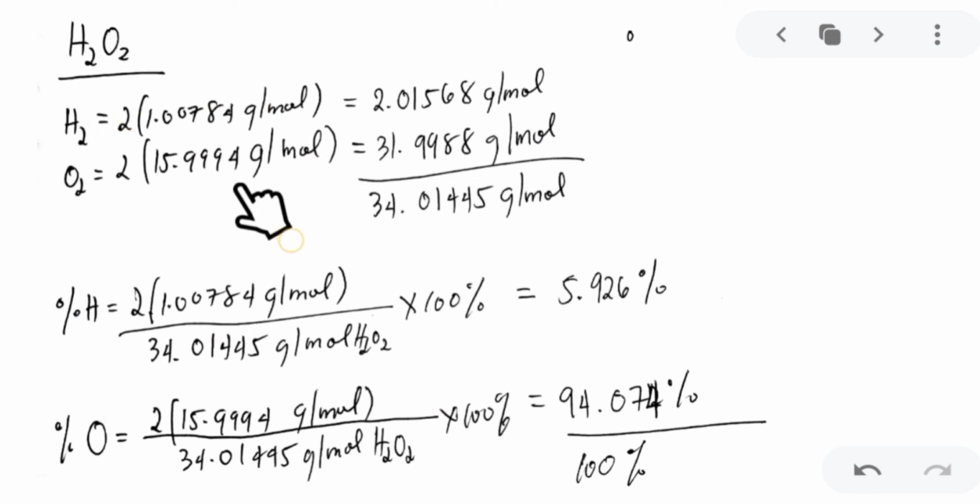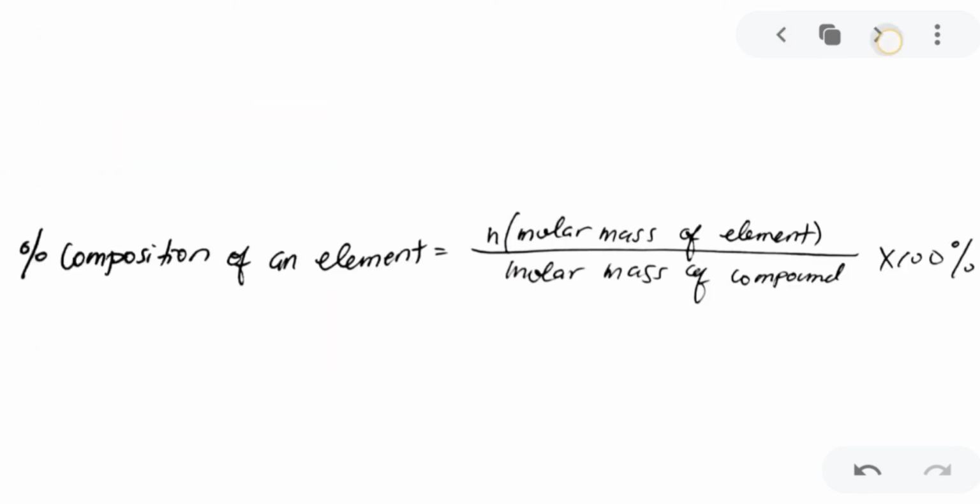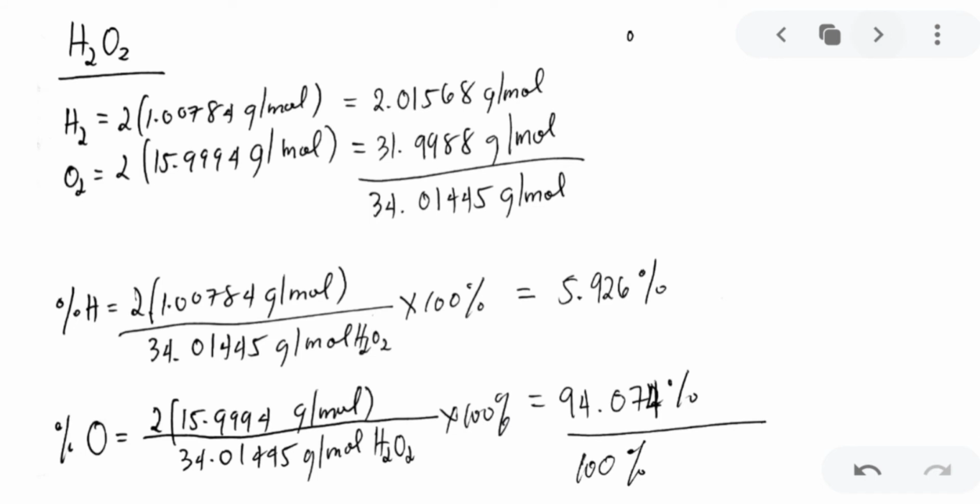Now we can substitute these values in the formula. Since we are finding the percent composition of the elements, first we find the percentage of hydrogen, its distribution. We have the number of hydrogen atoms, and then the atomic weight of hydrogen, over the molar mass, which is 34.01445, then times 100%, and you will have 5.926%. Although that will be 5.925 and so on, you have to limit the decimal places to 3 as always in this case. So you will have this value.